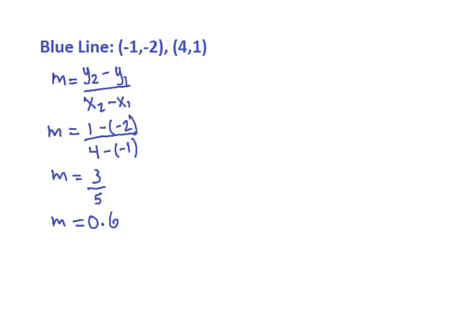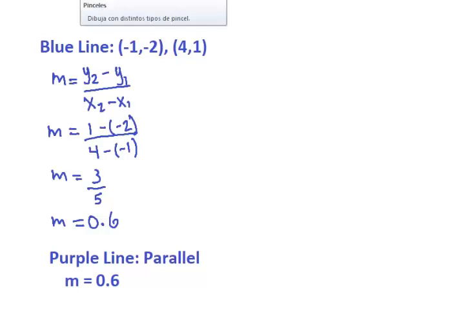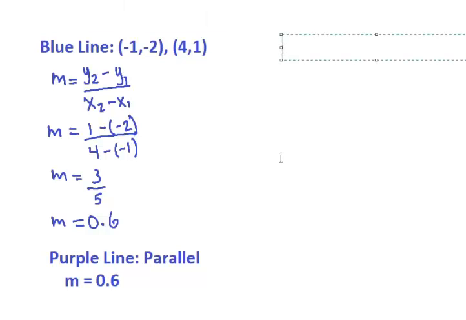Now, we know that the purple line is parallel. If it's parallel, then I know that the m of the purple line is going to be the same as the m of the blue line. Why? Because they are parallel. They share the same m. So now that I know the m of the purple line, all I need to do is find b.